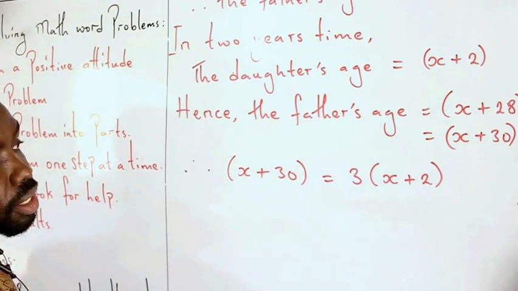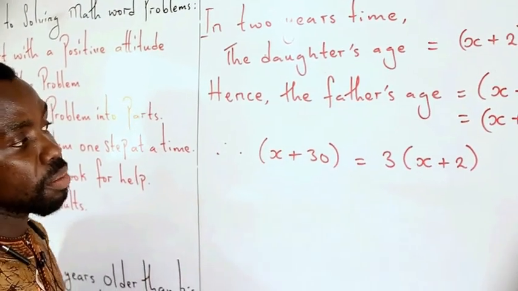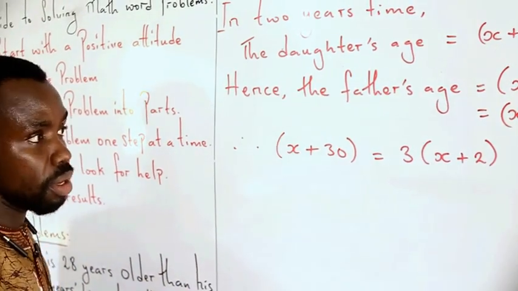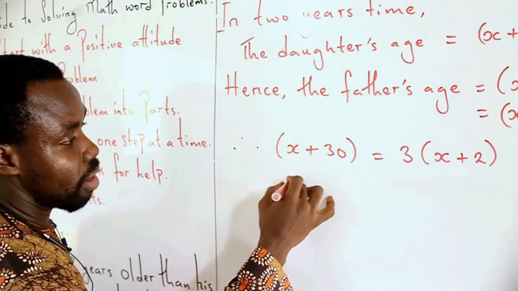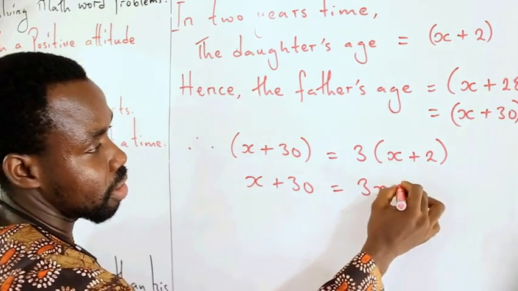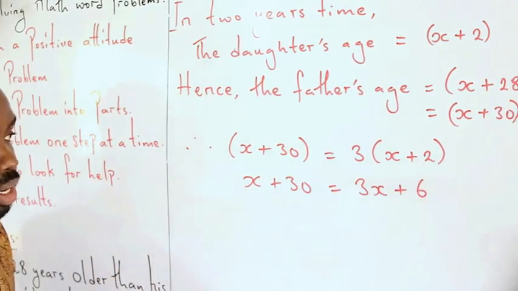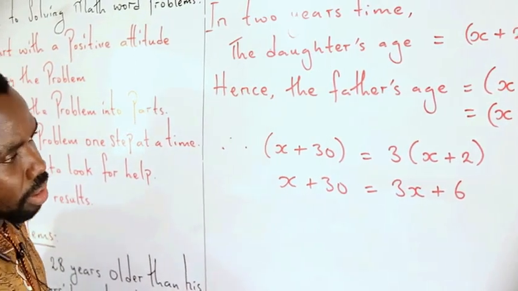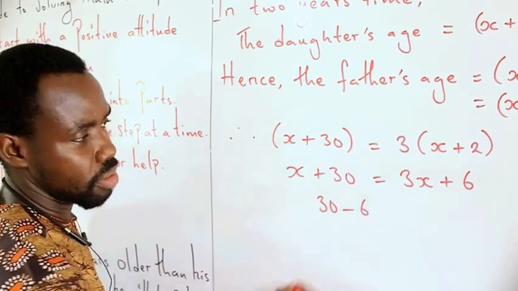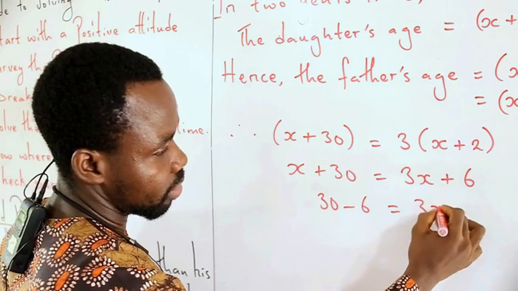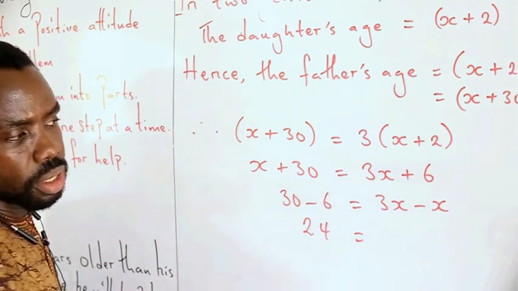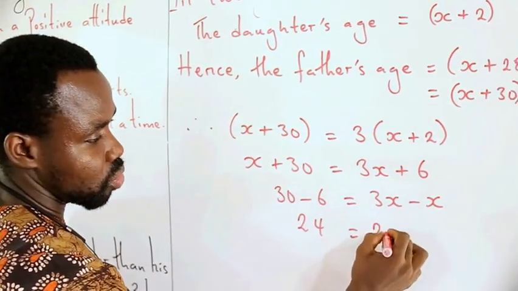So we can expand the expression on the right-hand side, and then we simplify to obtain the value of x, since we have an equation that involves just one variable, which is variable x. So here I have x plus 30. On the right-hand side, I have 3x plus 6, if you expand, if you open the bracket. Now let's collect like terms. I have 30 minus 6 equals 3x minus x. 30 minus 6 gives 24. 3x minus x gives 2x.